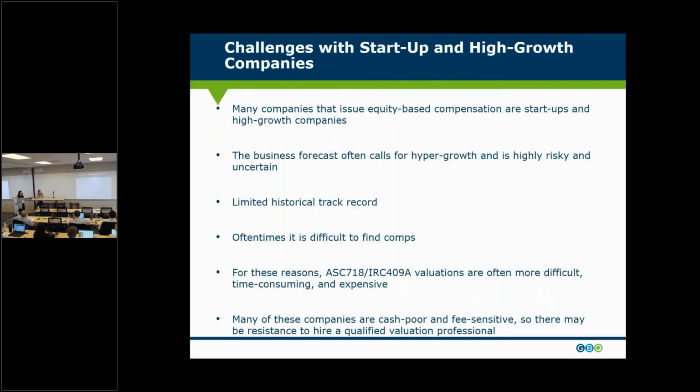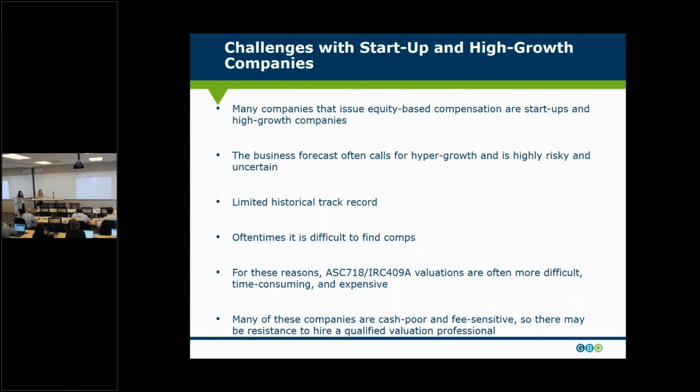So, some challenges with startup and high growth companies. Most of the time when we're doing this, we are working with high growth companies, companies with hyper growth. They're hard to value, especially if you're running your normal methods. A lot of times if people are trying to do a back-of-the-envelope valuation, how do you apply a 5 times EBITDA multiple to a company with no earnings yet?